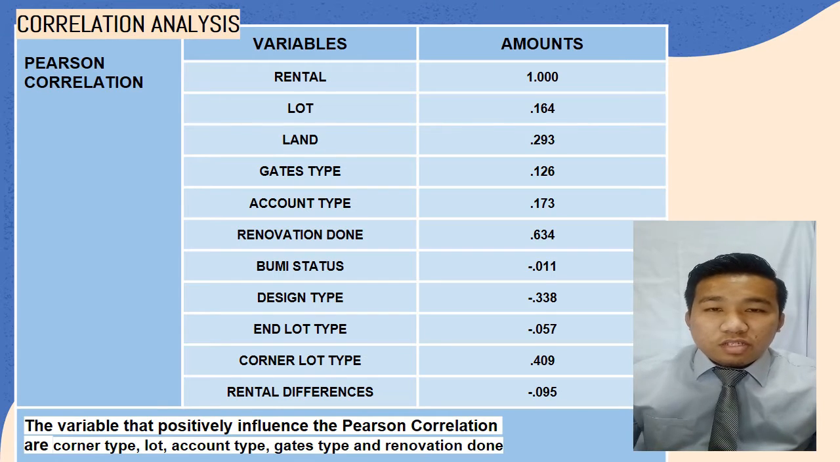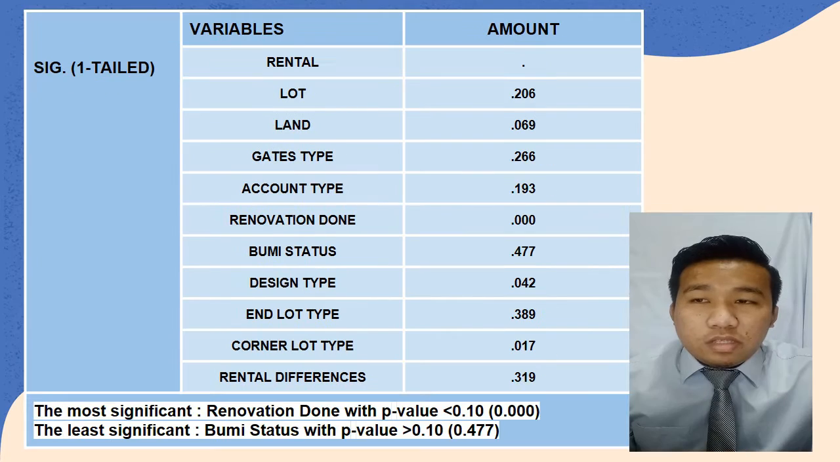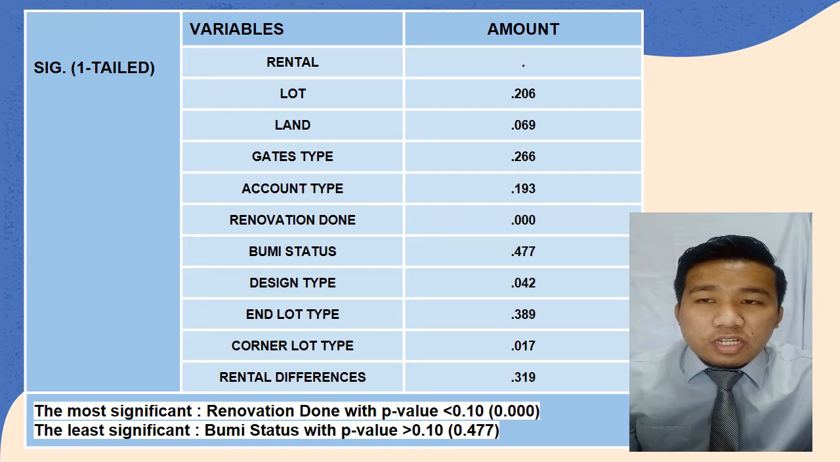Next, correlation analysis. The variables that positively influence the Pearson correlation are corner types, lots, account types, gate types, and renovation done. The most significant is renovation done with p-value smaller than 0.10. The least significant is booming status with p-value bigger than 0.10.